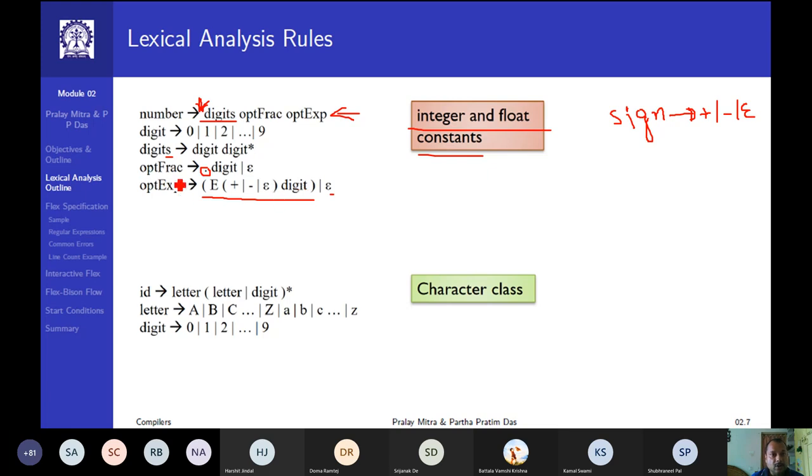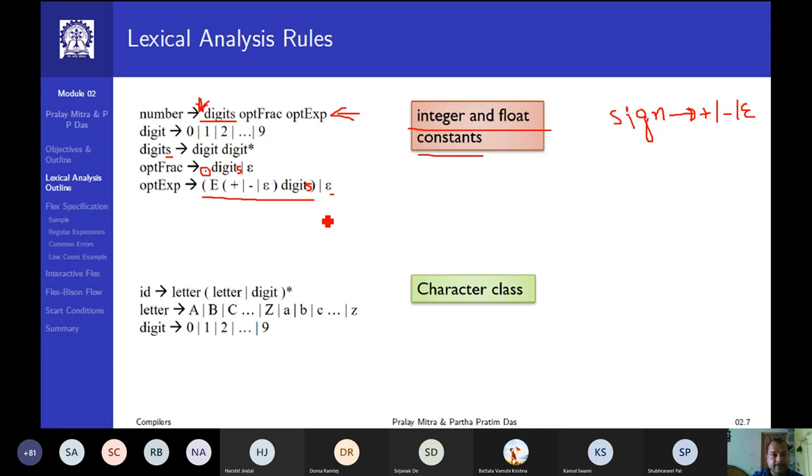Also, in the optional fraction part, you see that the rule is digit, and if you follow this, only a single digit is allowed. So if you wish to incorporate multiple digits, you can write digits here. Similarly, in opt expression also, if you wish to have multiple digits, you can modify these to digits. Otherwise, digit will indicate only one digit. Okay, I hope this is clear now.